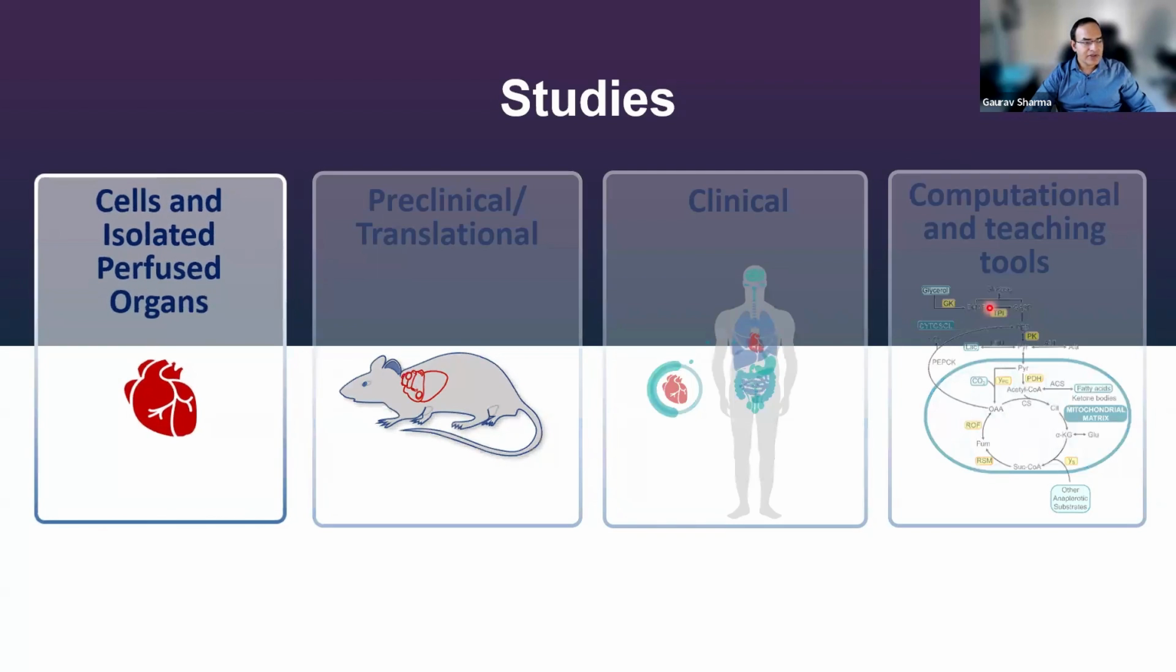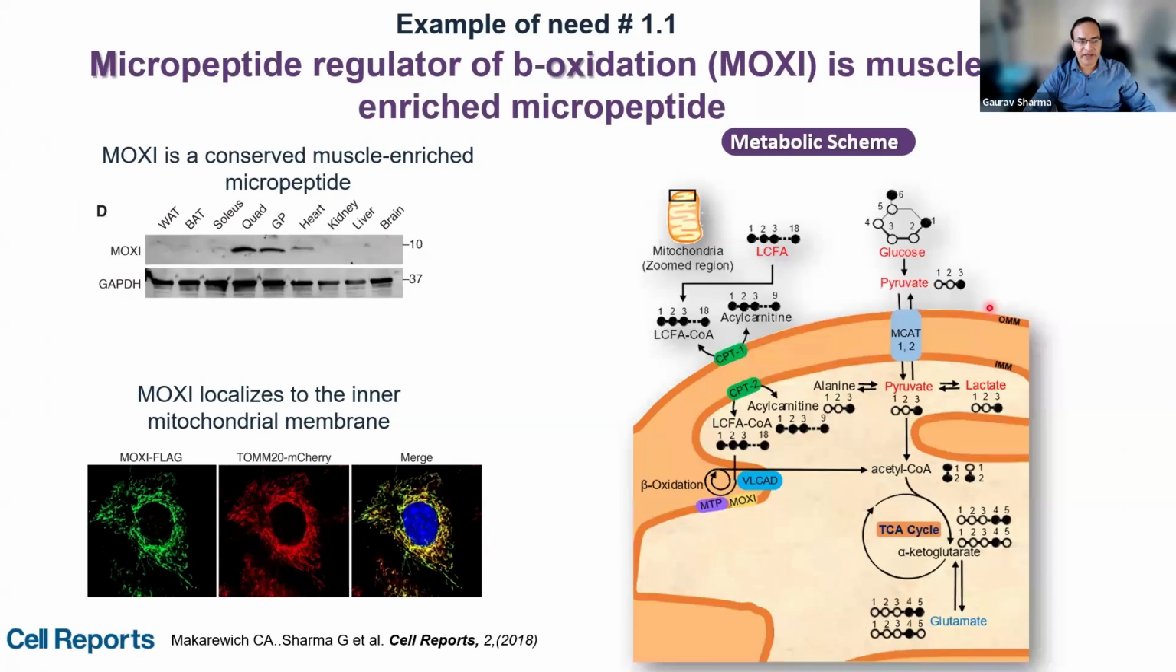So let's talk about the cells and isolated perfused organs. Here is one example. One of our collaborators, Dr. Olson's lab, came up with this micropeptide, which is a micropeptide regulator of beta oxidation. Beta oxidation is basically where every long chain fatty acid you consume goes. And this MOXIE is a micropeptide which regulates the beta oxidation.